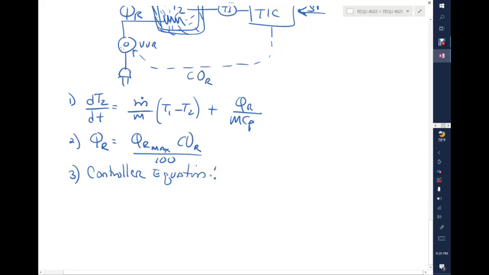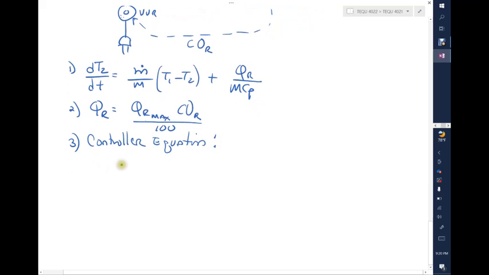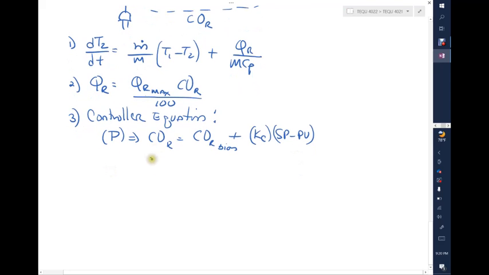In the controller equation, we have worked a lot on what we call a proportional controller. The equation will look like this: COR equals COR bias plus Kc, which has a sign, either negative or positive depending on whether the system is direct acting or reverse acting, times set point minus PV. Another way to write that is COR equals COR bias plus Kc, the proportionality constant, times the error. That's a proportional controller.